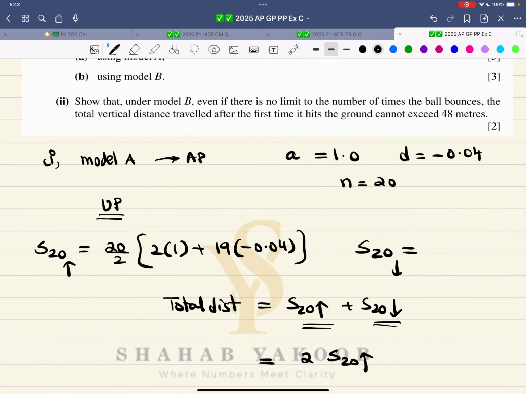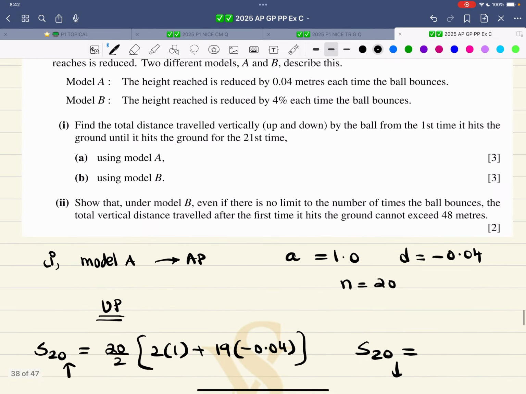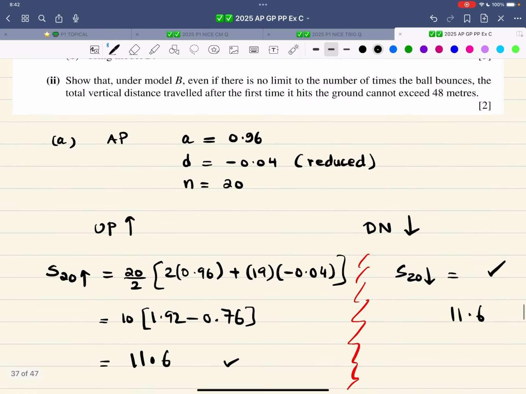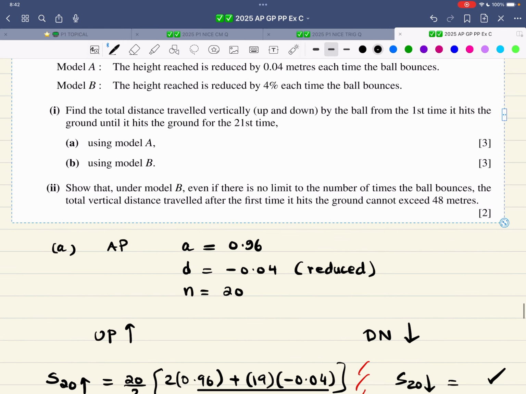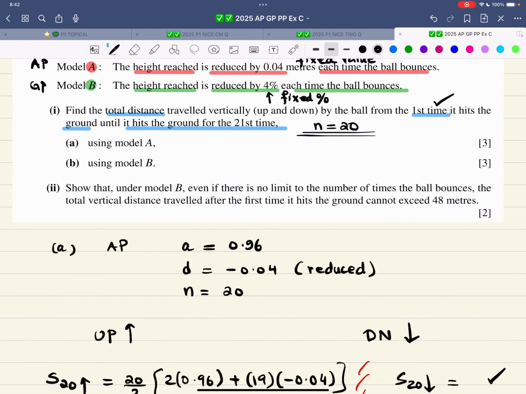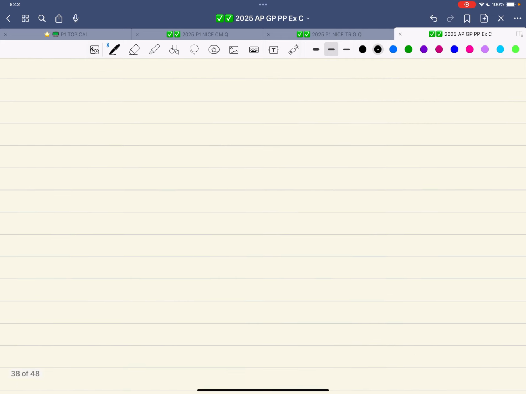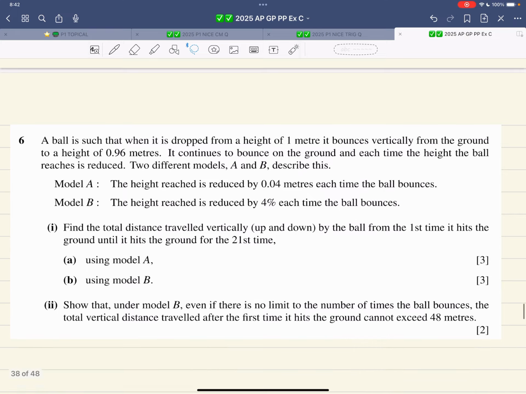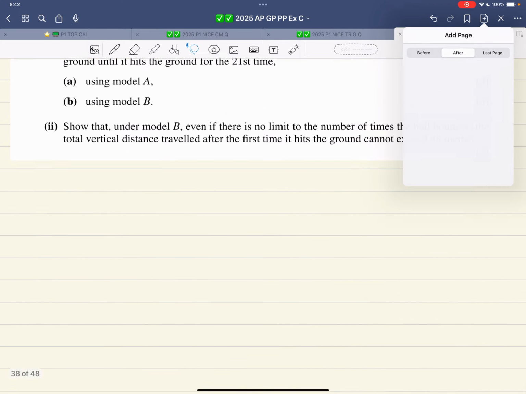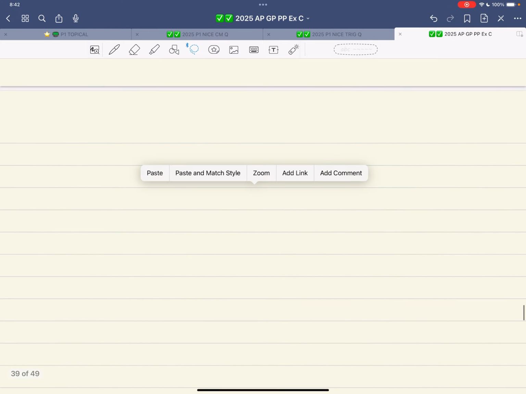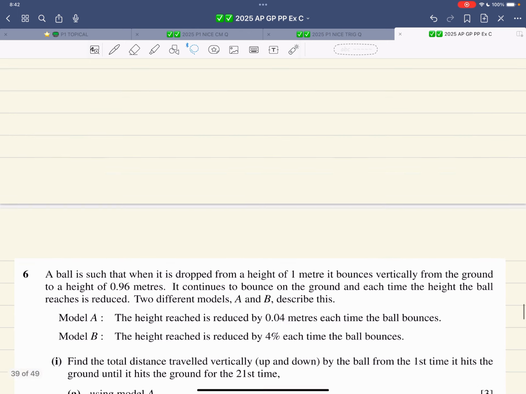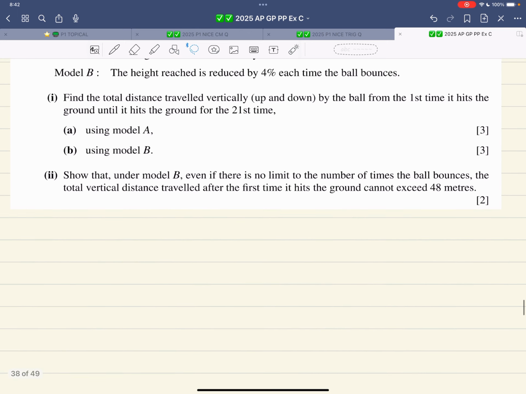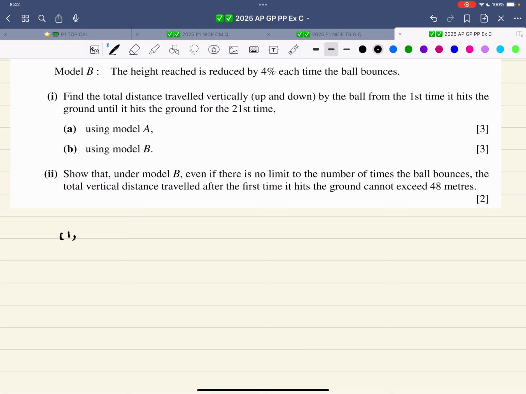And over here, we are doing this. So I think, let me add a page over here. I think I solved this question in class. So that page is stuck over here. Okay. And let me add one more page also. And let's work it out. So now part B, that is the GP model. So model B, that is GP.